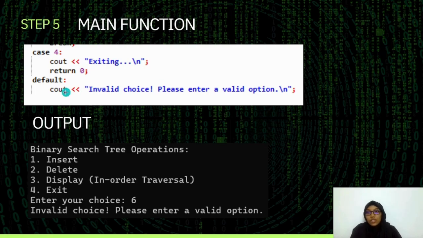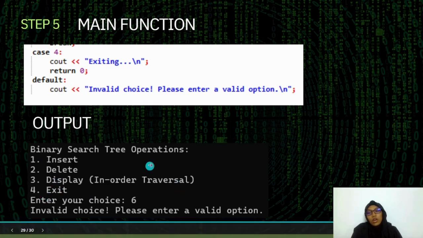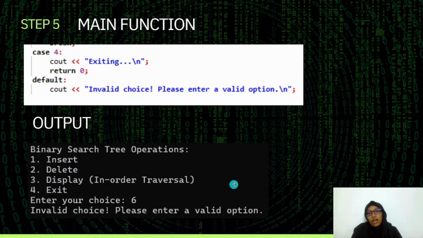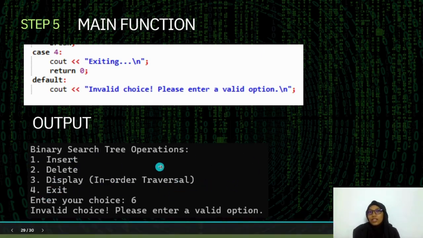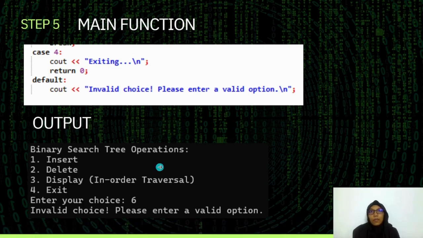The last part, which is case 4, is exiting. Exiting means we want to exit from all of these choices after we've finished inserting the value or deleting the data, or after we see all the display in order traversal, we want to end the coding. Okay, we can use the fourth choice, which is exit.